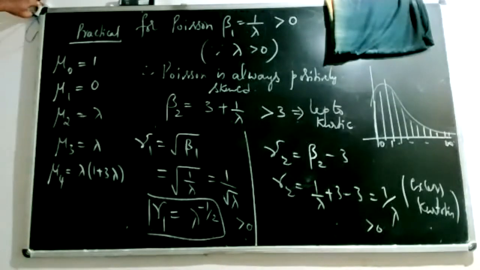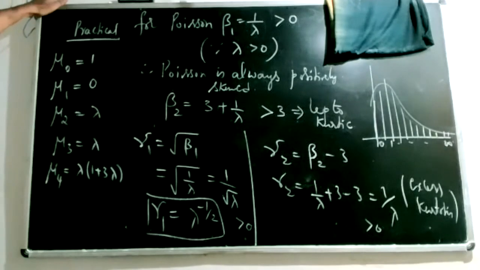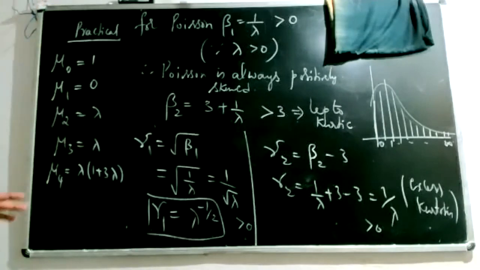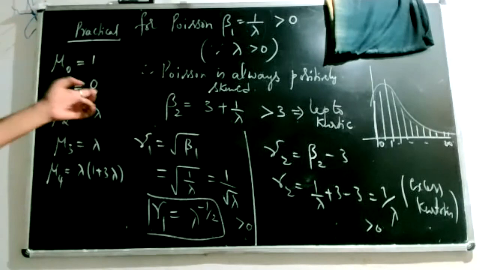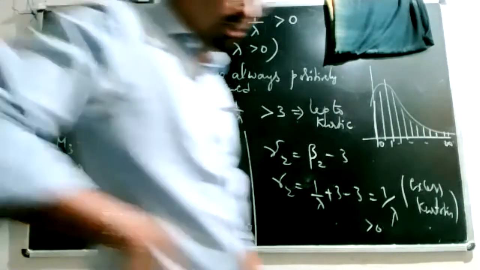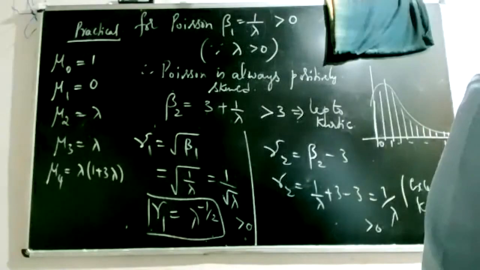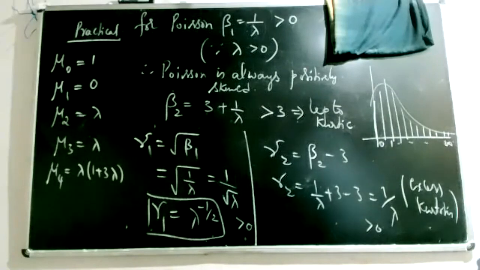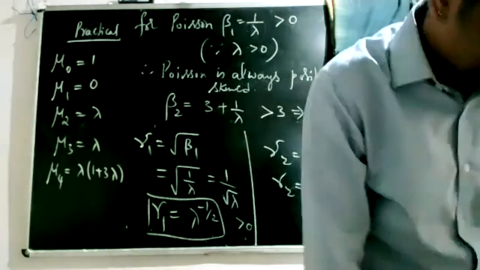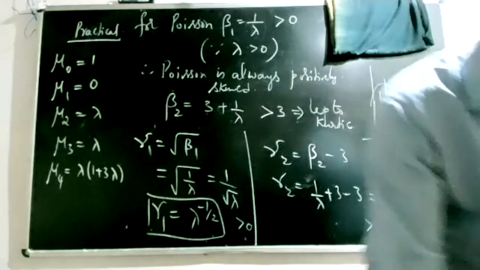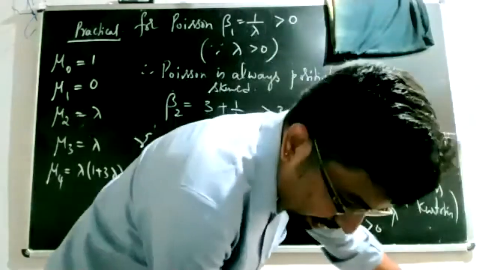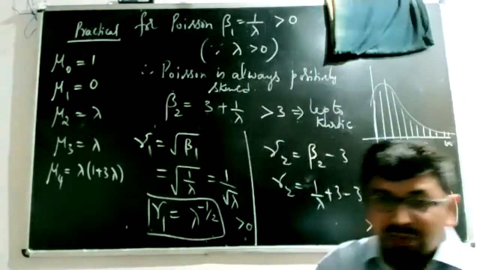Let them derive or prepare the notes using the video which I send now. Okay, so this completes almost the Poisson distribution. In making my notes, the mu 3 and mu 4 derivation using the MGF that was explained in the last class, you do that, and then in the next class I'll start with the next distribution, which is the geometric distribution.